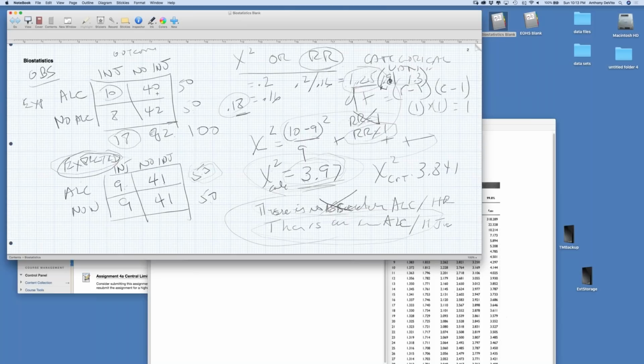So the odds ratio works a little bit differently. The odds ratio is the injured over the non-injured. So in other words, the odds of injury if you drank alcohol are 10 out of 40, right? 10, the number of people that had an injury, versus 40, the number of people that didn't have an injury. And for people who didn't drink alcohol, it's 8 over 42. So the odds ratio is 10 out of 40 over 8 out of 42. So it gives you a slightly different number than 1.25, but it's similar.